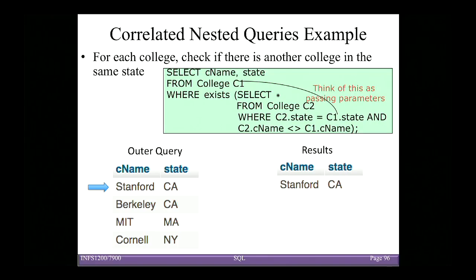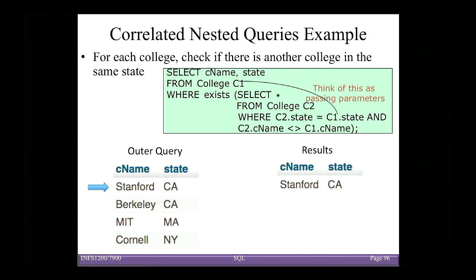Now, how is this different to what we had before? I've got college C1 in my outer query, and I'm referencing C1 within my inner query. Right? My inner query can no longer be computed without any relation to the outer query. It's now relying on the outer query to give it a value for C1.state. If you have a correlated query like this one, essentially it is going to go through the outer query line by line, and for each line it's going to compute what's going to happen inside.